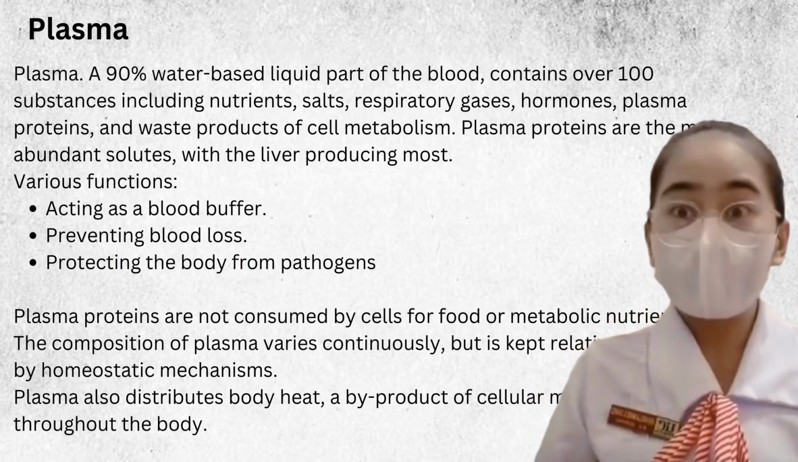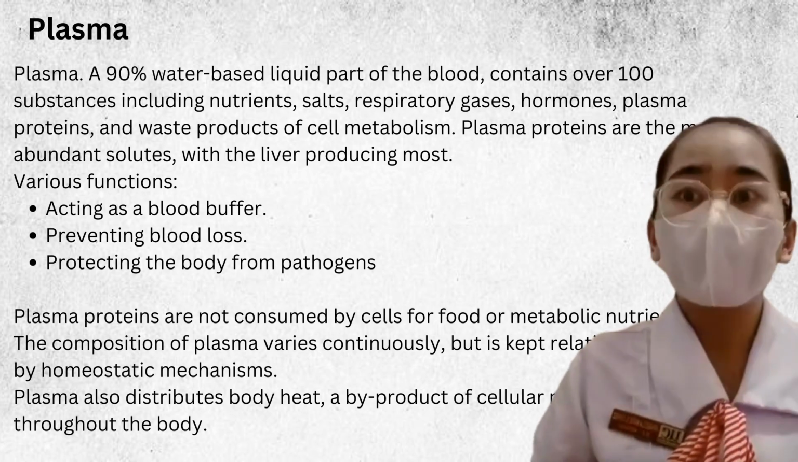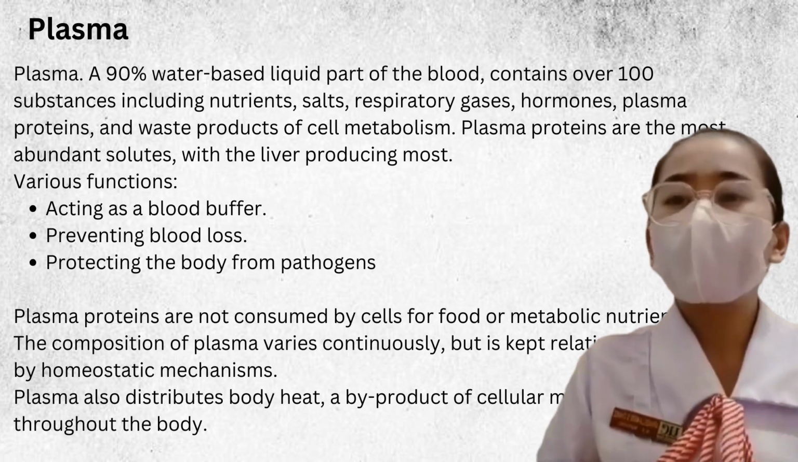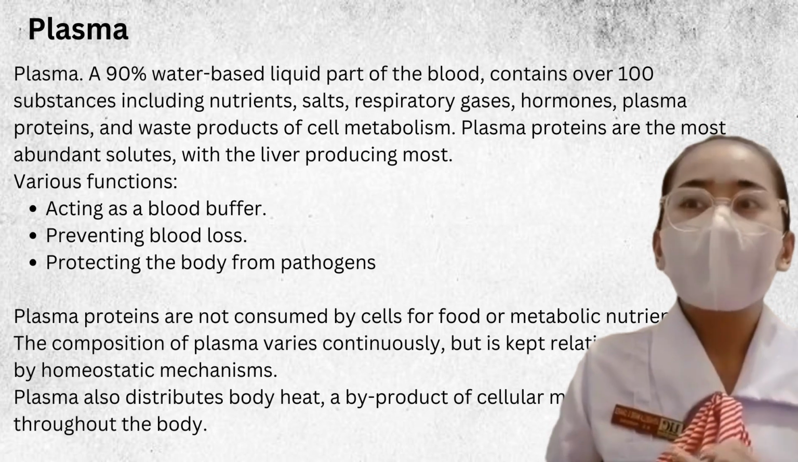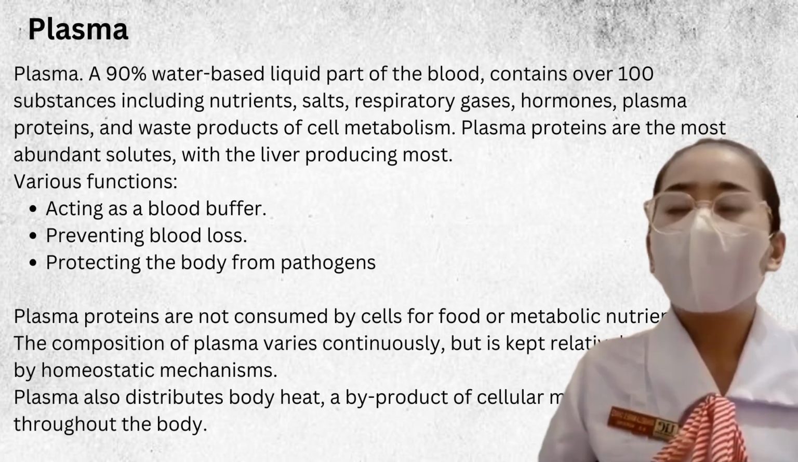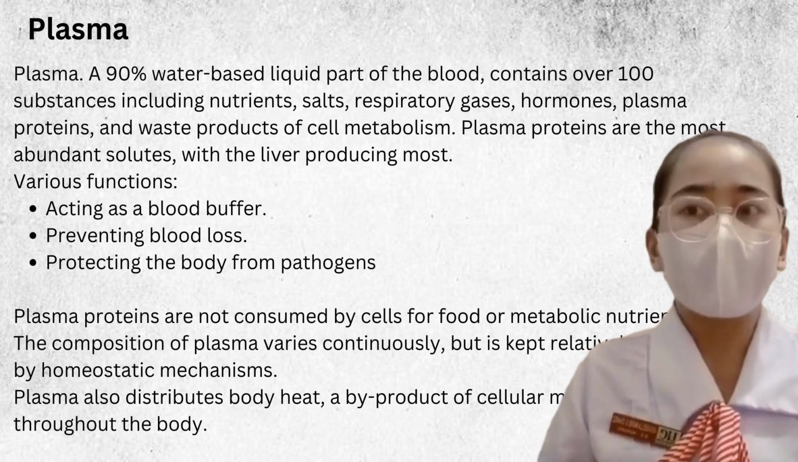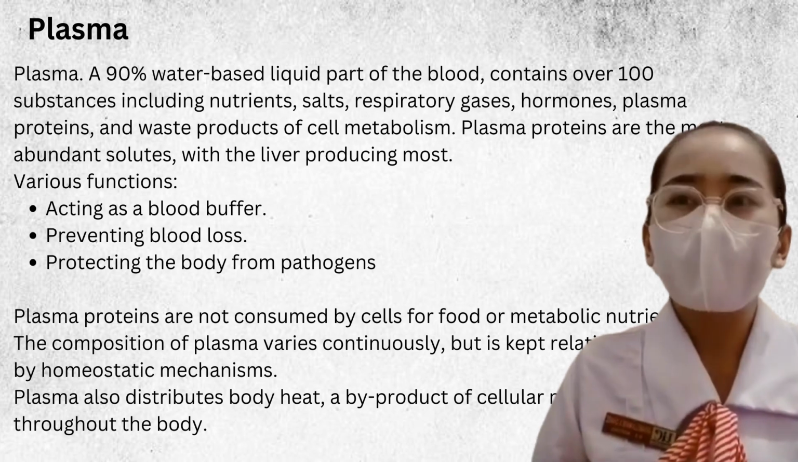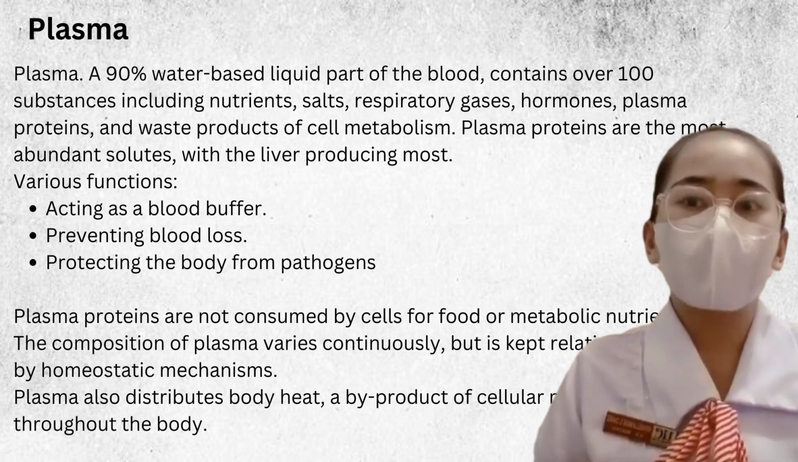So what is plasma? Plasma is a 90% water-based liquid part of the blood. It contains 100 substances, including nutrients, salt, respiratory gases, hormones, plasma proteins, and waste products of cell metabolism. Plasma proteins are the most abundant solutes, with the liver producing most.